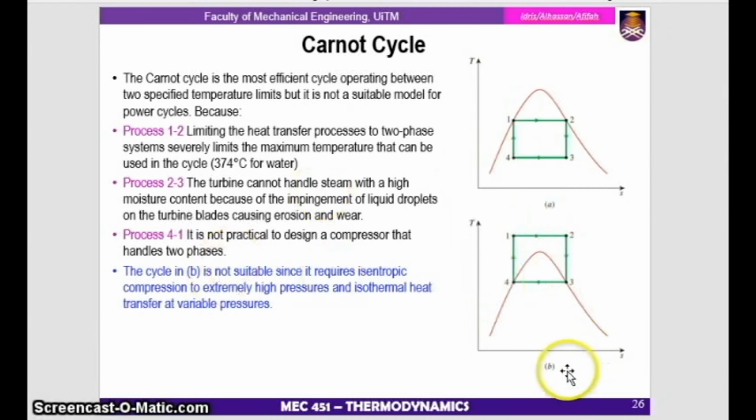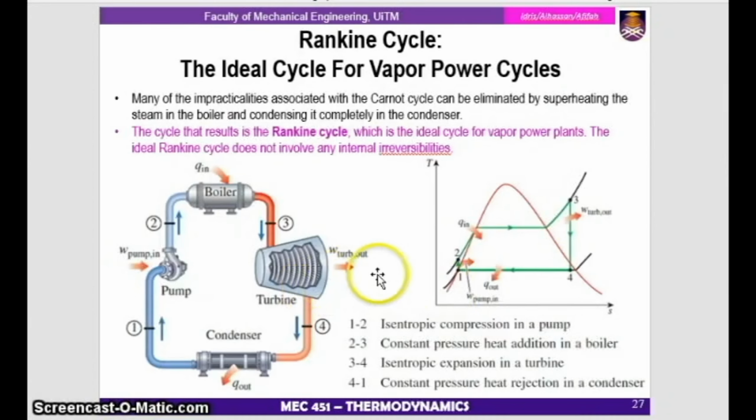In the T-S diagram in B, it is not suitable since it requires isentropic compression to extremely high pressure and isothermal heat transfer at various pressures. Okay, it is not suitable to do the design like this. Okay, next we go on. The Rankine cycle is the ideal cycle for vapor power cycles.